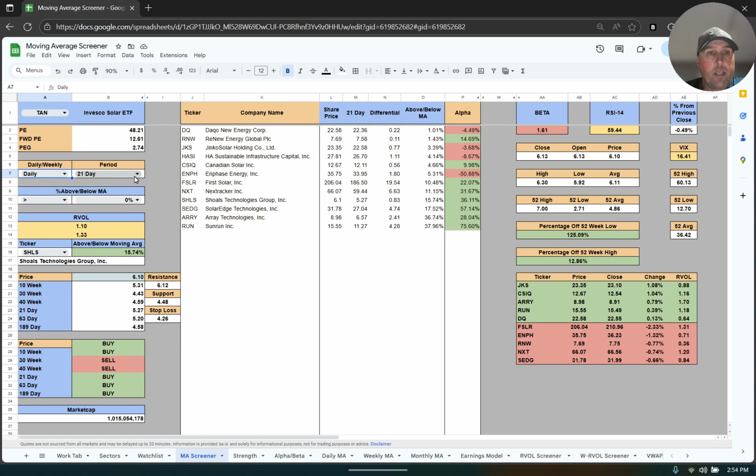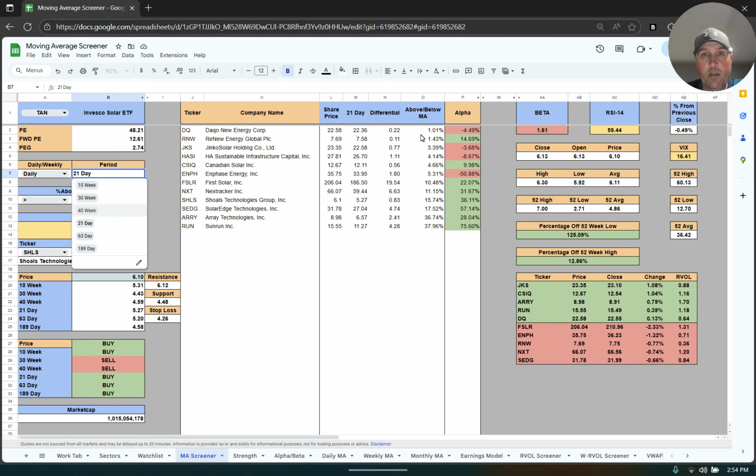I have the 21-day moving average. We could change this to any, 63 or 189-day moving average. I could change it to the weekly and use the 10, 30, or 40 week. Because we're looking at the 21-day, we have 21-day over here. If I change this to 63-day, it'll be 63-day over here.